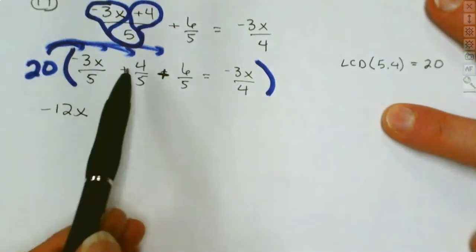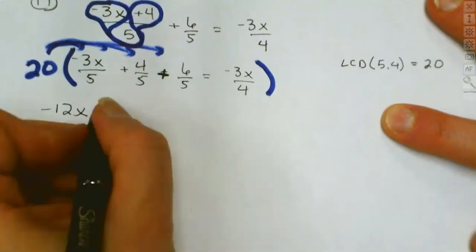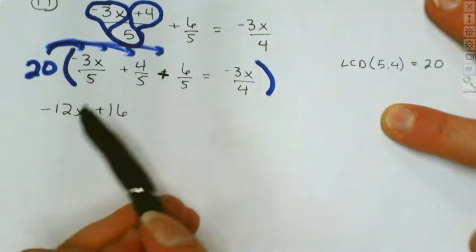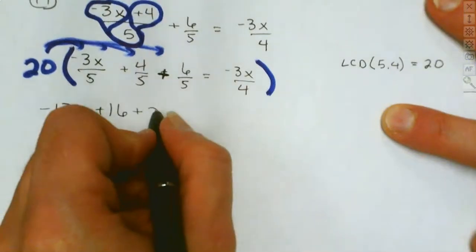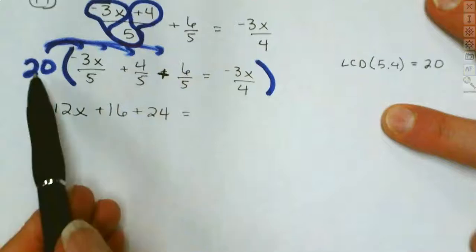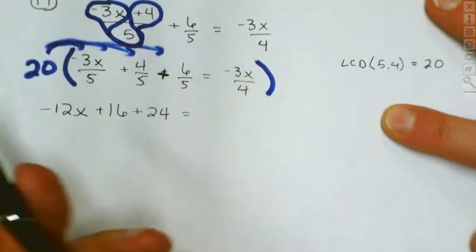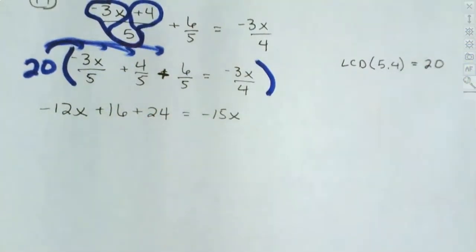Next, 20 divided by 5 is a 4. Times that 4 on the top, that makes it a 16. 20 divided by 5 is a 4, and 4 times that 6 on top makes it a 24. On the right-hand side, 20 divided by 4, that's a 5. 5 times a negative 3 makes it a negative 15, and bring down your x. So divide by the number down below, multiply by the number on the top.